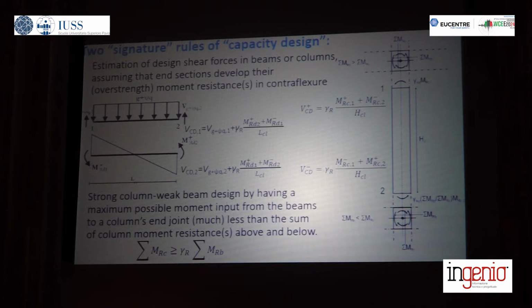And the second rule, written at the bottom half of this slide, requires the total moment resistance of beams at beam-column joints to be significantly less than that of the columns framing in the same joint. The second rule aims at pushing plastic hinges into the beams and preventing them from happening in columns. The first signature rule aims at preventing shear failure in the beams or in the columns under any possible circumstances.